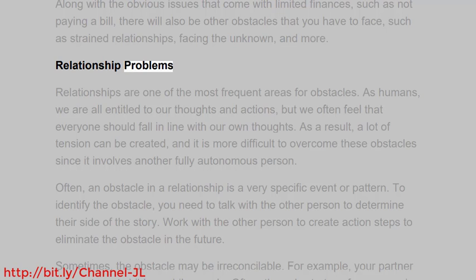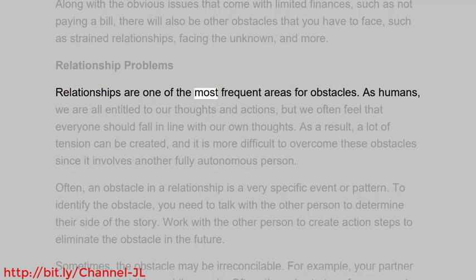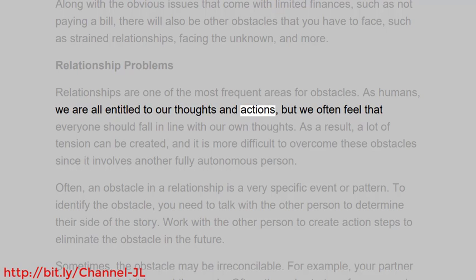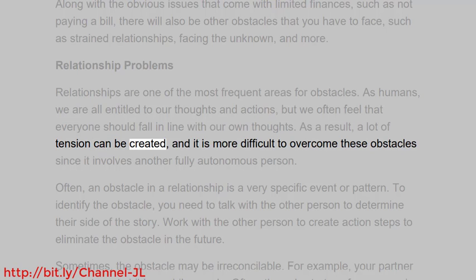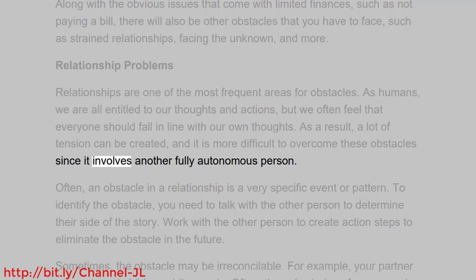Relationship problems. Relationships are one of the most frequent areas for obstacles. As humans, we are all entitled to our thoughts and actions, but we often feel that everyone should fall in line with our own thoughts. As a result, a lot of tension can be created, and it is more difficult to overcome these obstacles since it involves another fully autonomous person.